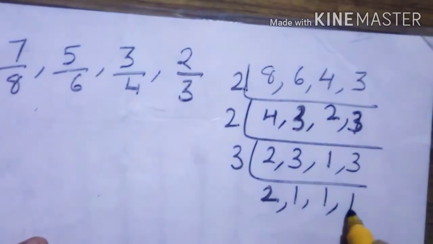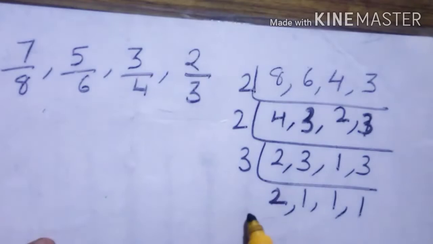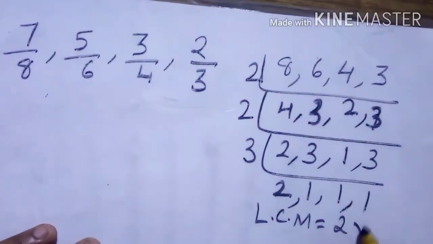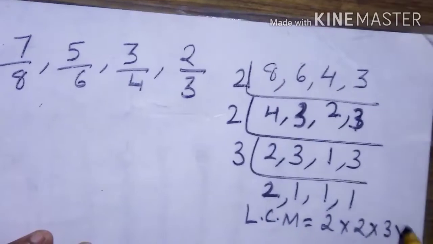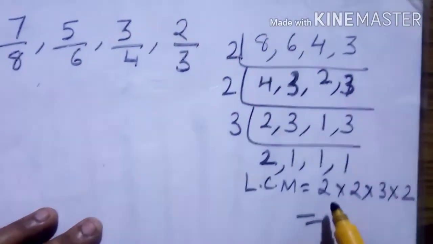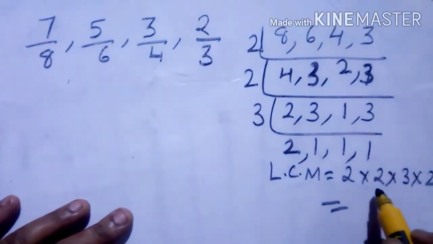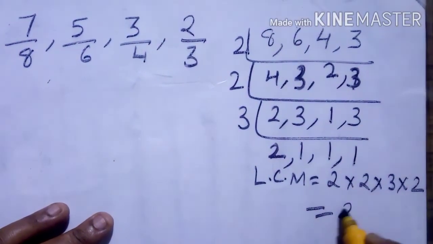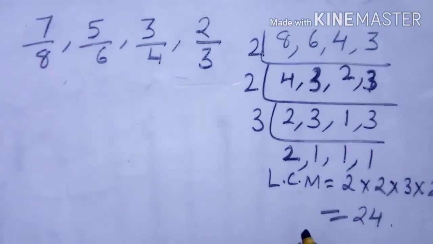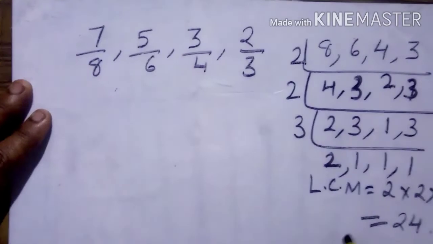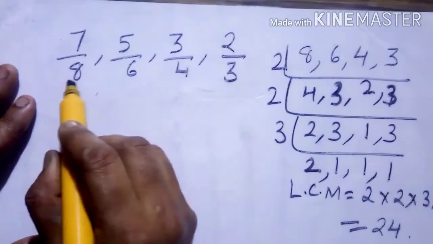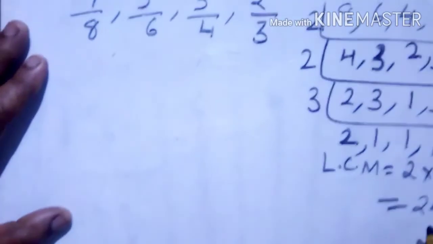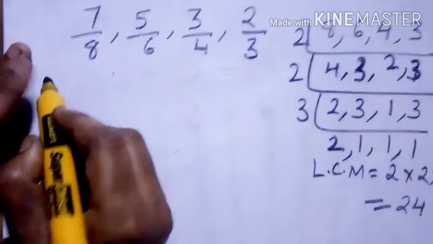3 goes 1 time. So the LCM is equal to 2 into 2 into 3 into 2. 2 into 2 is 4, 4 into 2 is 8, 8 into 3 is 24. So the LCM is 24. Now what you have to do is make the denominators 24. Convert the denominators into 24. So how do you convert? Let us see.